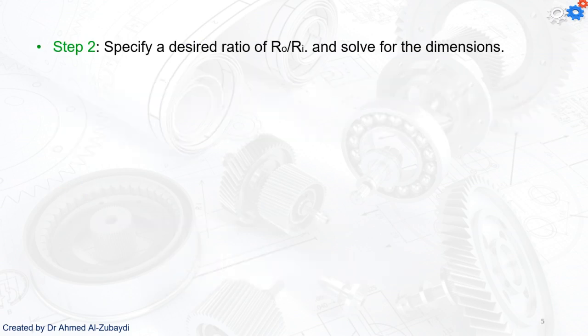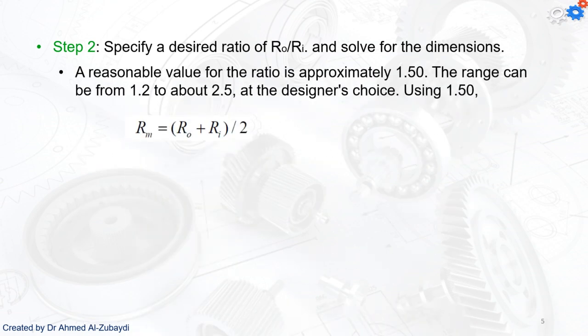Now, step number 2, specify the desired ratio of the RO over the RI and solve for the dimensions. So the ratio is usually going to be anything between 1.2 to 2.5. Actually, we can practically use 1 to 2.5. So 1.5 is going to be an acceptable value, and we're going to use 1.5.